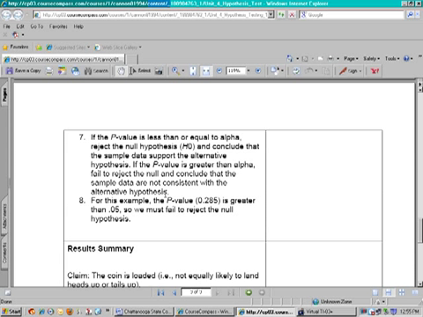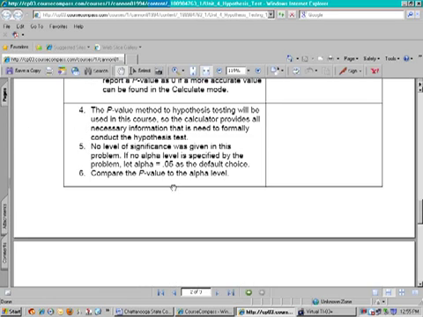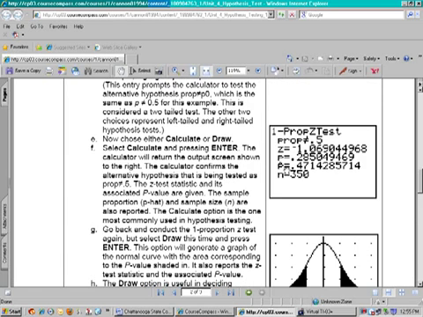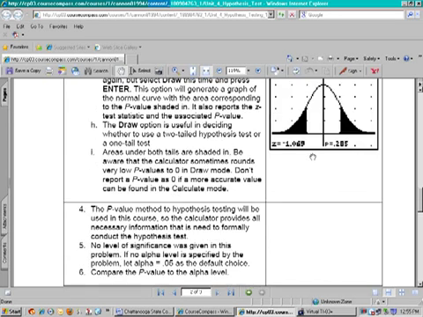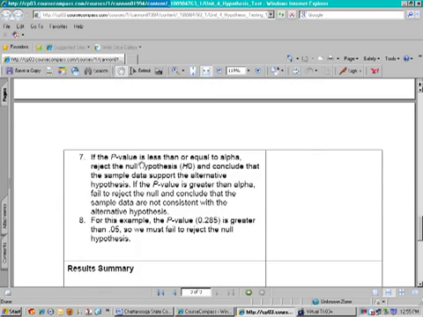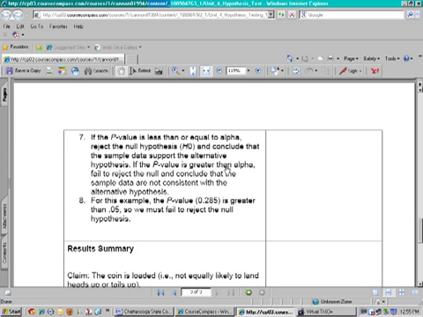So the two things you're looking at, you're looking to see if the p-value is greater than or less than alpha. Well, in our case, alpha is 0.05. Our p-value is 0.285. That is greater. Now, if the p-value is greater, then we fail to reject the null.